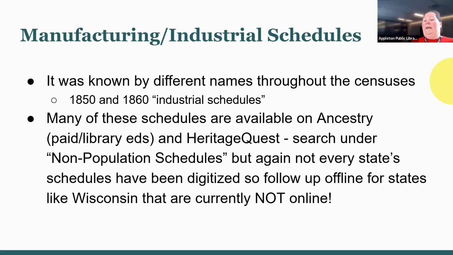It is known by different names throughout the censuses. So 1850 and 1860, they call it industrial schedules. The other years, they called it manufacturing. Many of these are also on Ancestry, both the paid and library edition, and on Heritage Quest. Again, that's the non-population schedule. So if you go to the card catalog and type that in, it'll get you there faster.